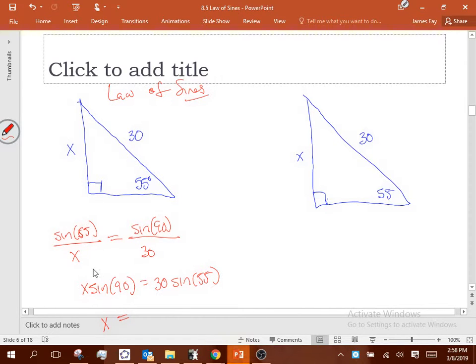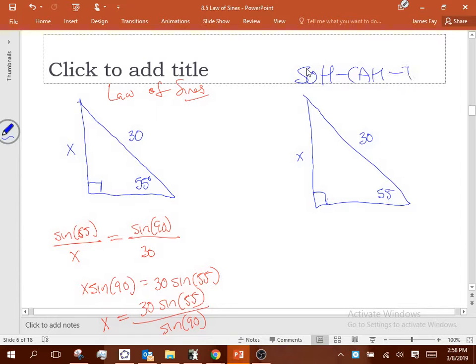Just like the last examples, we divide by sine of 90, right? So it'd be 30 sine of 55 divided by sine of 90. Okay, so we get an answer. Don't worry about typing down your calculator yet. Let's come over to this one.